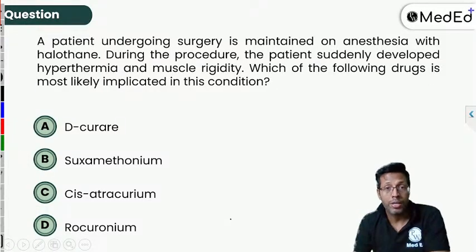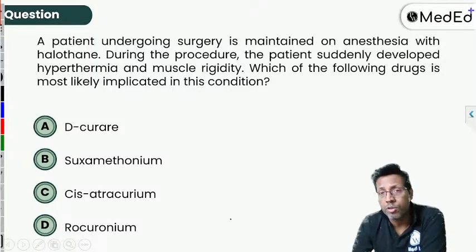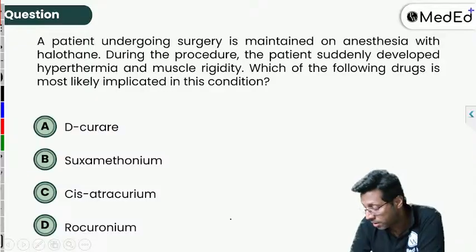Next question. A patient undergoing surgery is maintained on anesthesia with halothane. During the procedure, patient suddenly develops hyperthermia and muscle rigidity. Which of the following drugs is most likely implicated in the condition?